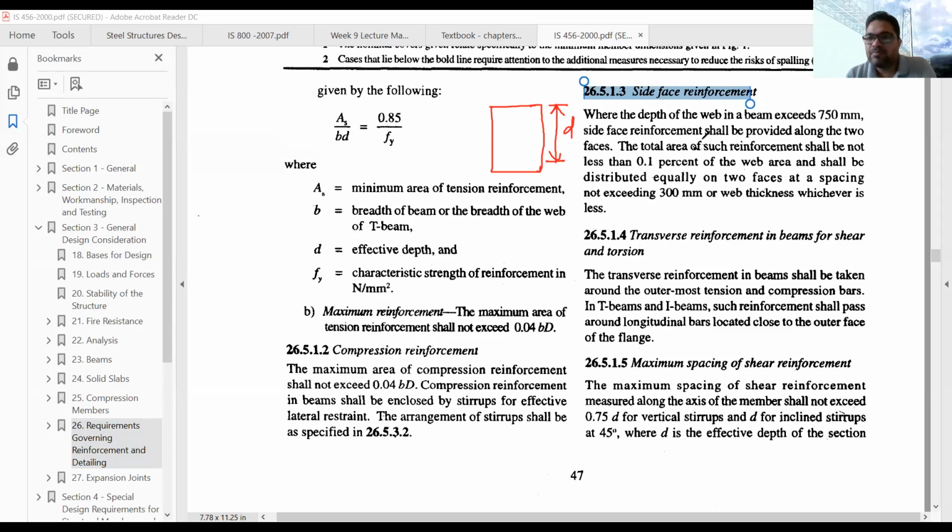When the depth of web in a beam exceeds 750 mm, the side face reinforcement shall be provided along the two faces. The total area of such reinforcement shall be not less than 0.1% of the web area and shall be distributed equally on two faces. Now I will show you with the diagram where this side face reinforcement is provided.